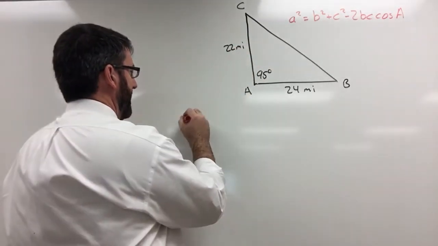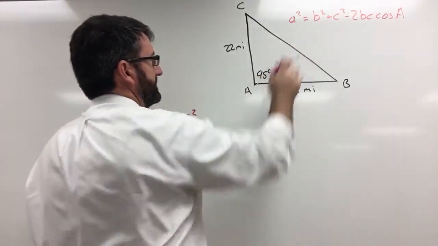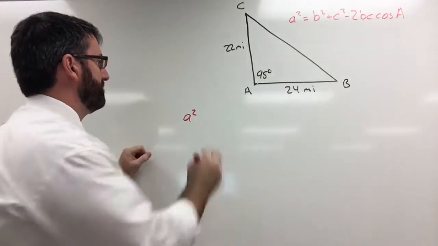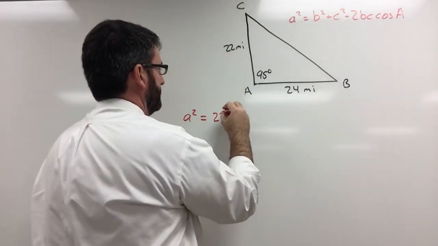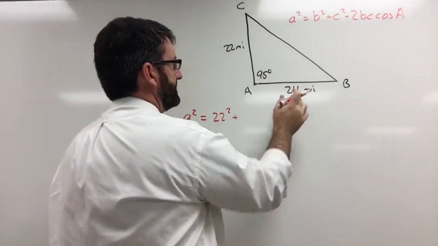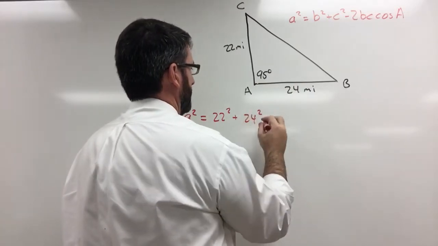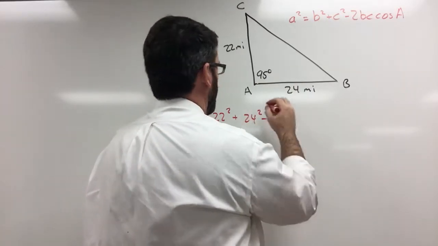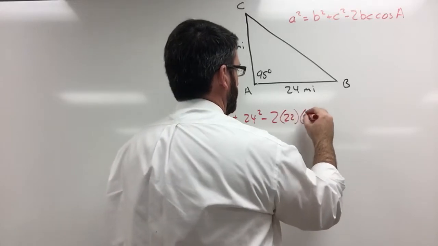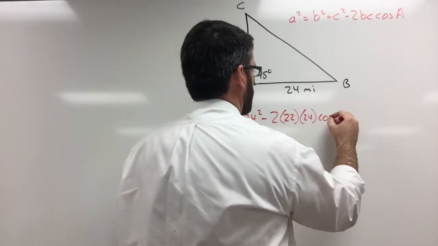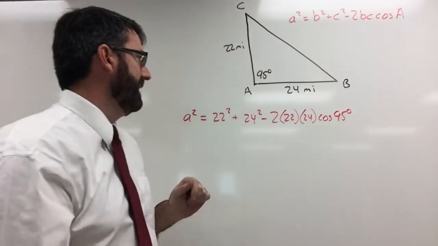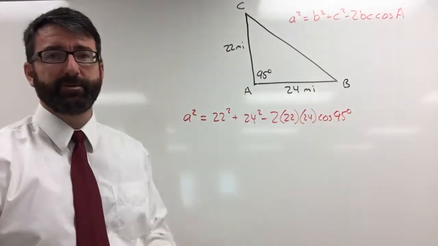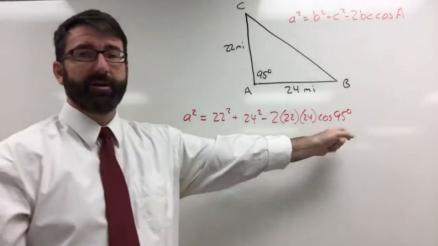So we're trying to find side A, which is this side here. A squared is equal to B squared, B is 22, plus C squared, that's 24 squared, minus 2 times 22 times 24 times the cosine of 95 degrees. And now notice that on the right side of this equal sign, we don't have any variables anymore.